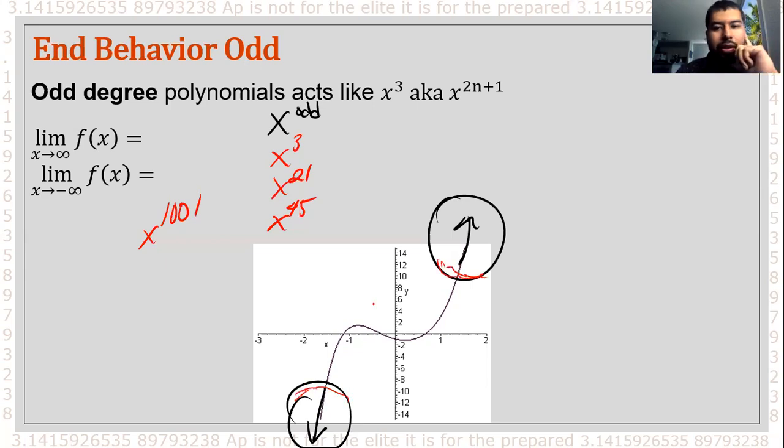Okay, alrighty. So what I want you to know now is that we can still find the end behavior, and that will be this right here.